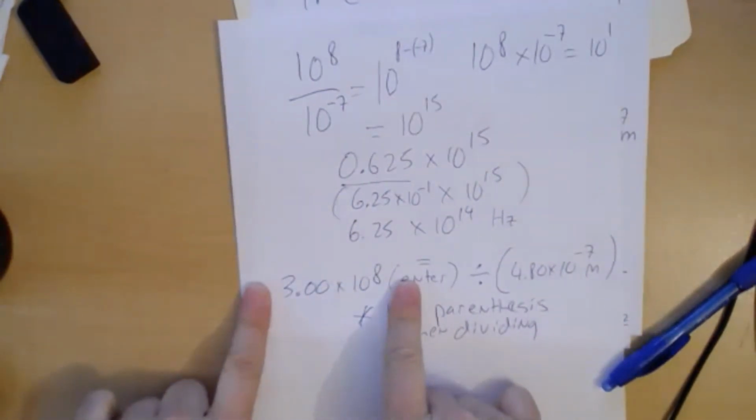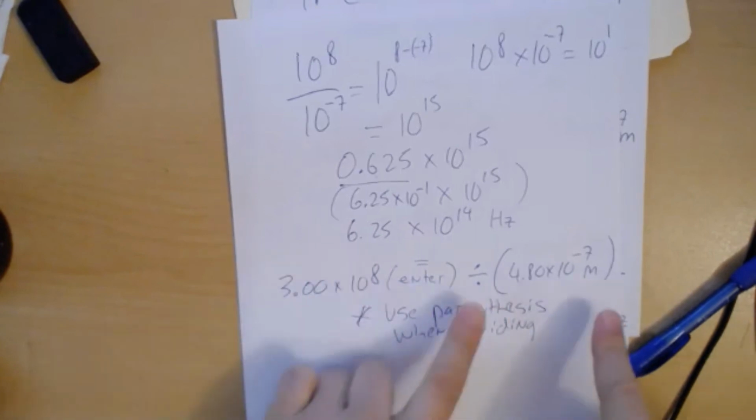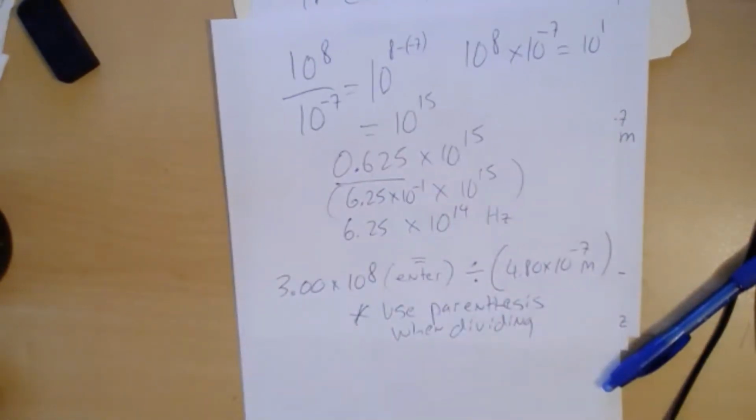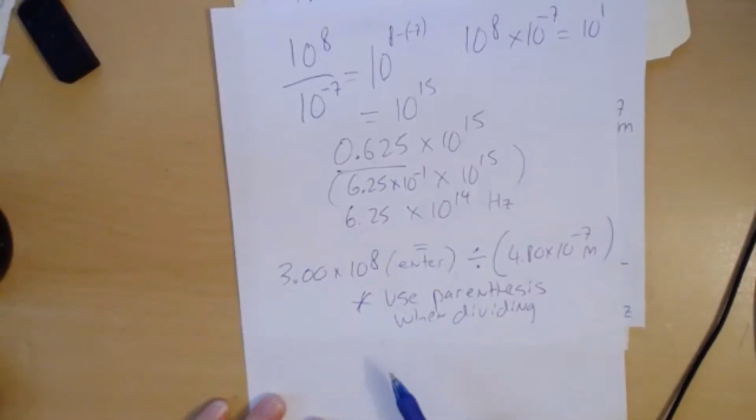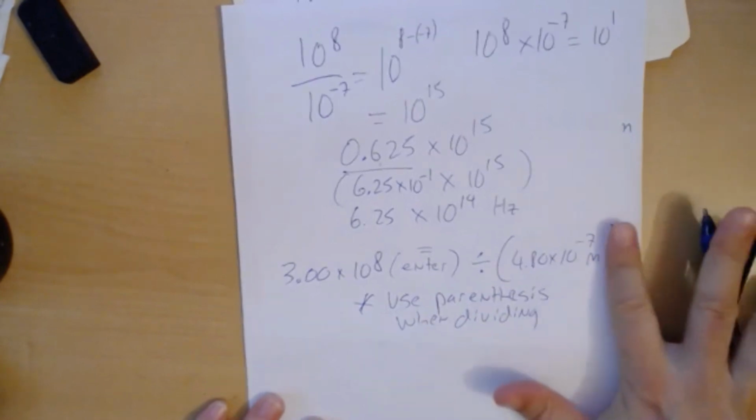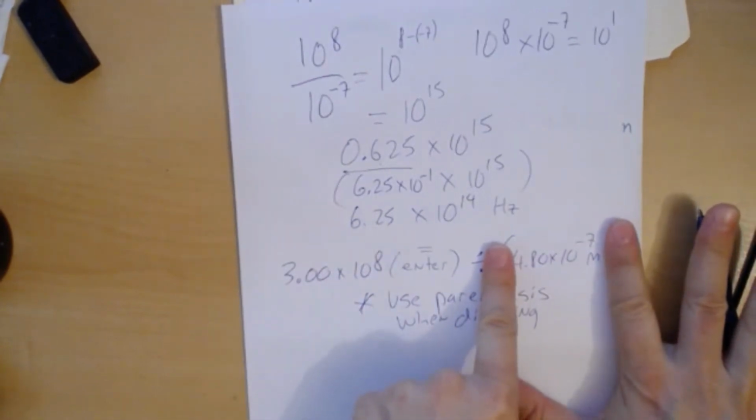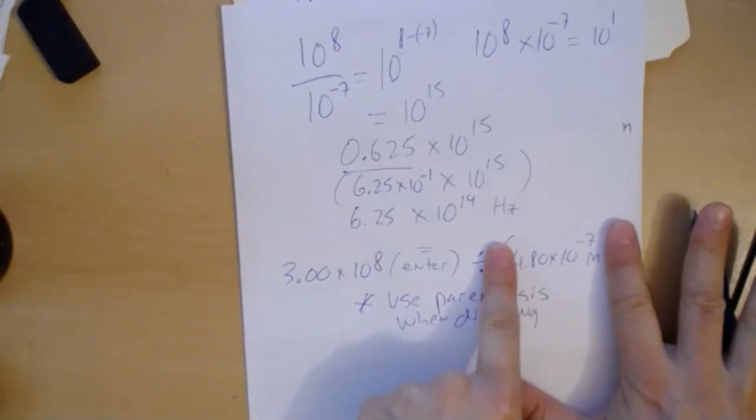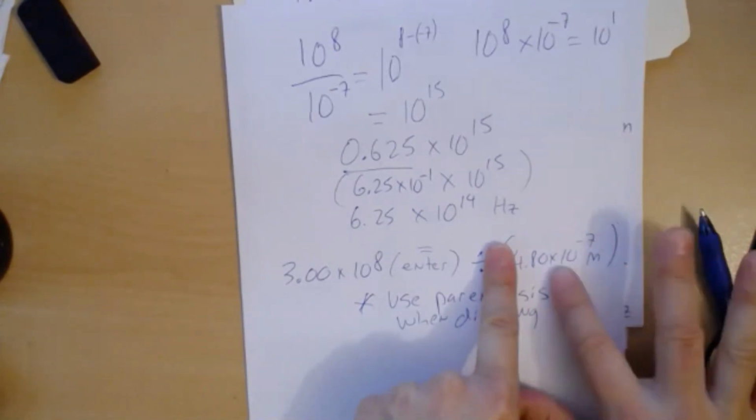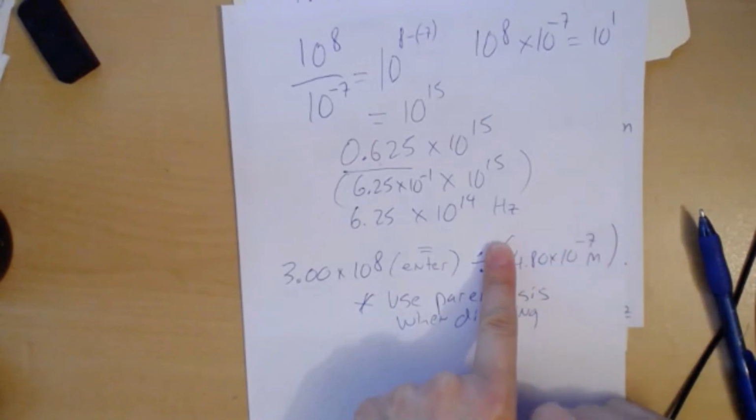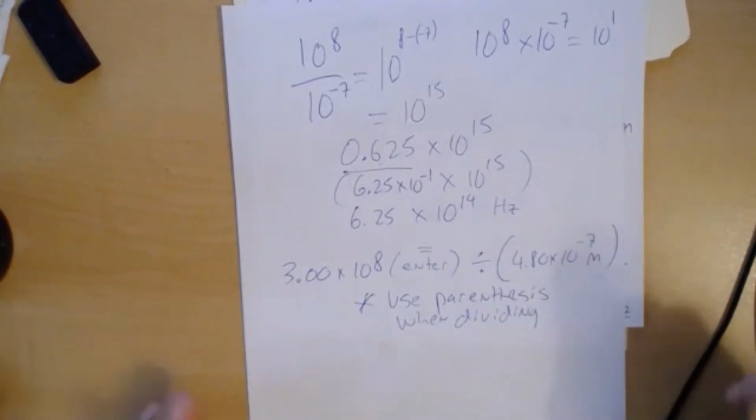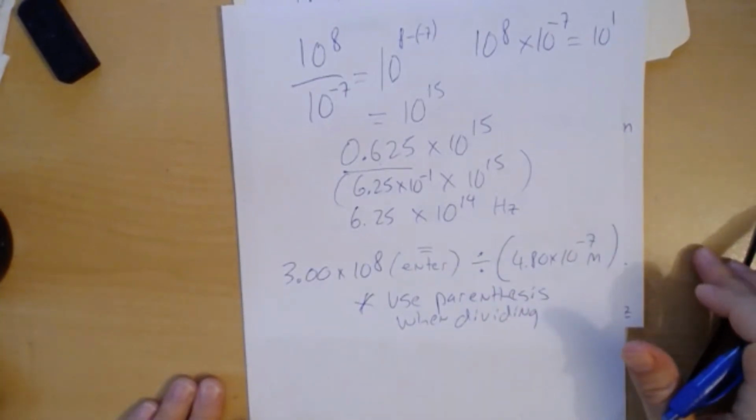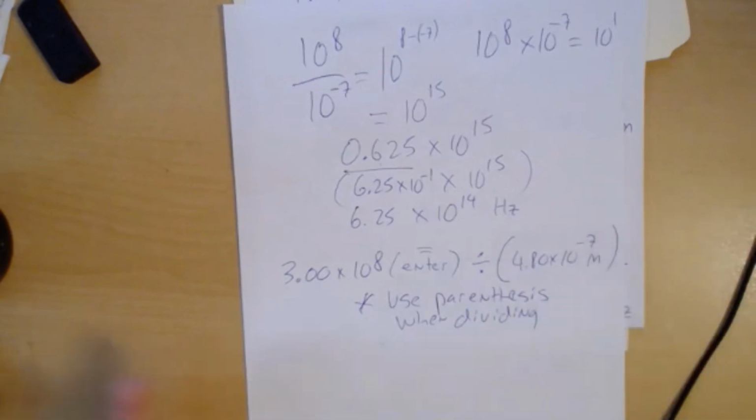But yeah, you could do parentheses 3.00 times 10 to the 8 divided by parentheses that, and it will give you the correct answer. But it's really important when you're dividing to do that, because the calculator will follow order of operations. If I didn't do the parenthesis, then it would be 3 times 10 to the 8 divided by 4.8, and then times 10 to the 7. It would take the 10 to the 7 and put it up to the numerator. And that's what happened to some of you guys with your calculator as well, right? So just be really careful with that.